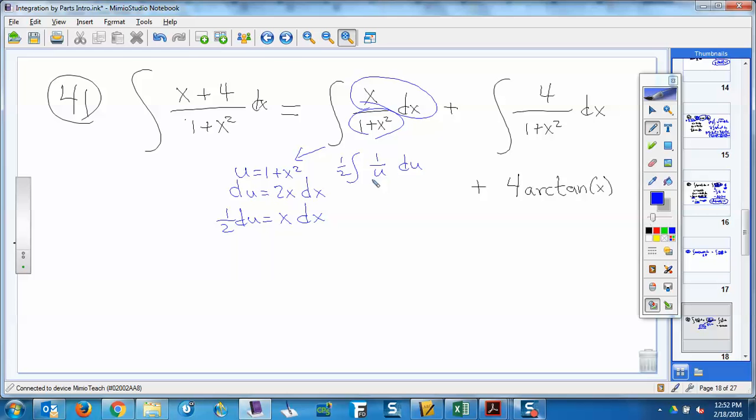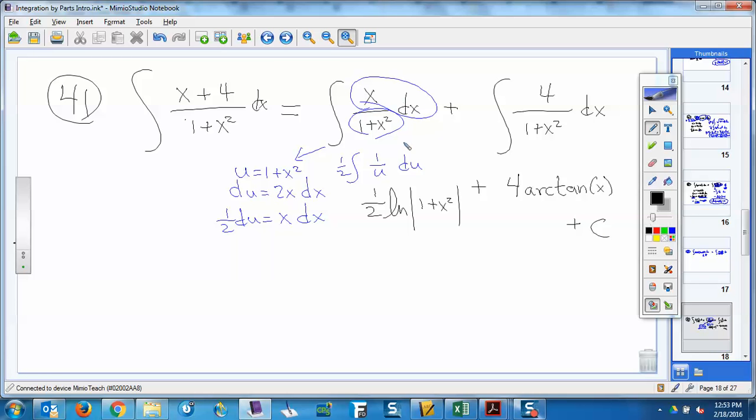So what is that? ln. So that's 1/2. My final answer is going to be 1/2 ln of, not parentheses, absolute value bars, 1 plus x squared. I don't really need the bars, because 1 plus x squared will always be positive. But leaving them there is fine. So there's my answer, plus my c.